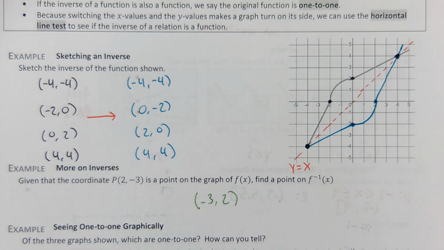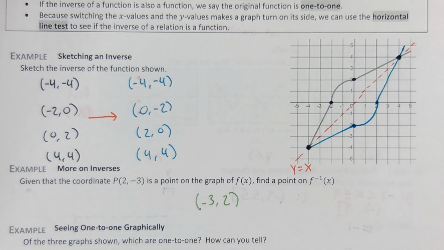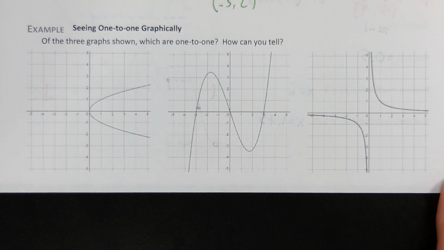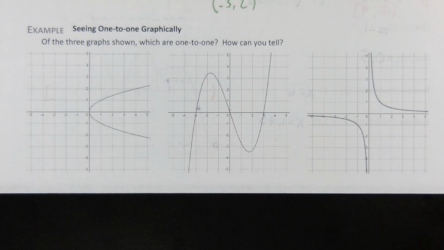All right, back to skills that are definitely in the book and in your homework. And that's looking at graphs and seeing if they are one-to-one. Once again, one-to-one means it is a function, so it passes the vertical line test. And its inverse is a function, which means it has to pass the horizontal line test. So in order to be one-to-one, it has to pass both the vertical and horizontal line tests.